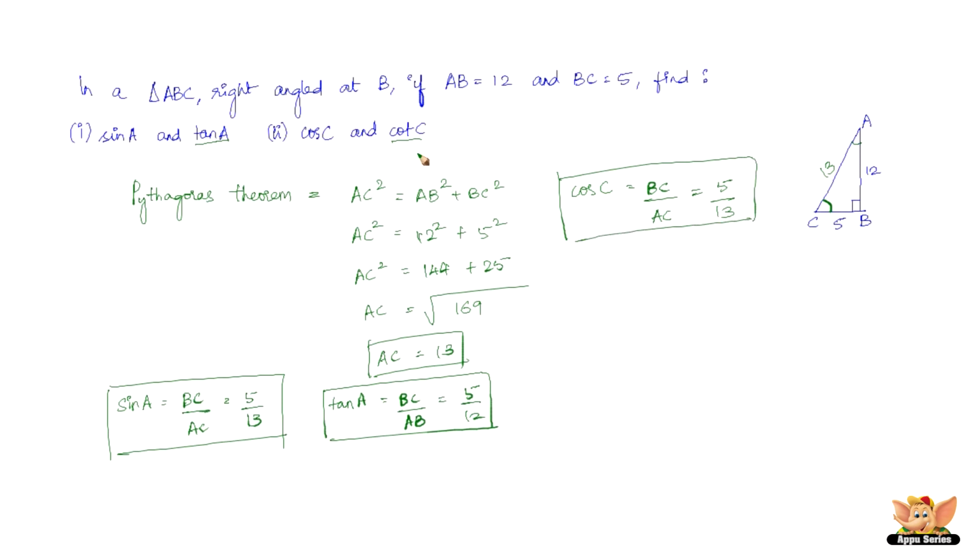The final value that we have to find is cotangent of C, or cot C, which equals adjacent by opposite. Which is the side adjacent to C? It is again BC, and the side opposite to angle C is AB. Replacing the values of BC and AB by 5 and 12 respectively, because BC measures 5 and AB measures 12, we found the last value of the given question: cot C, or cotangent of C, equals 5 by 12. So this ends this problem.